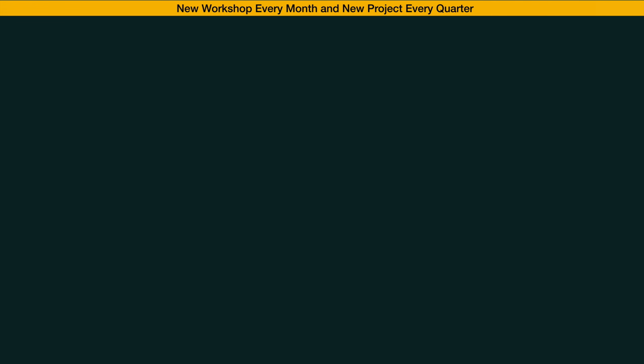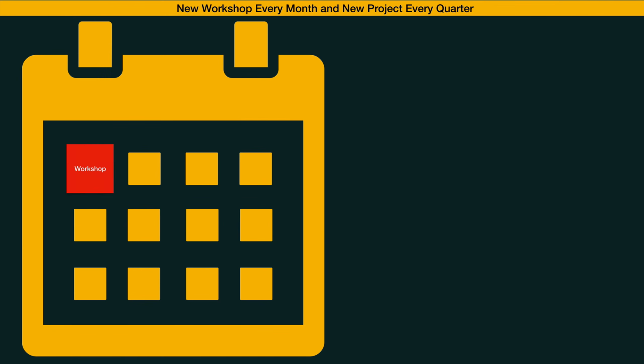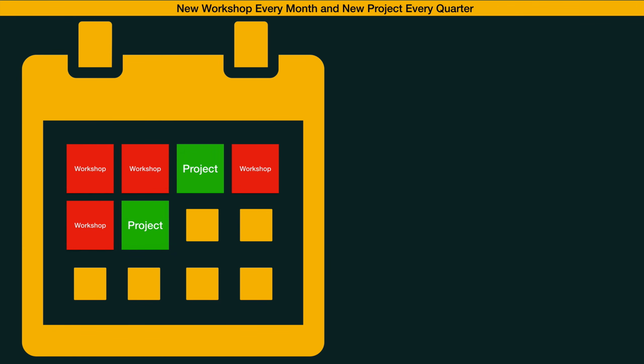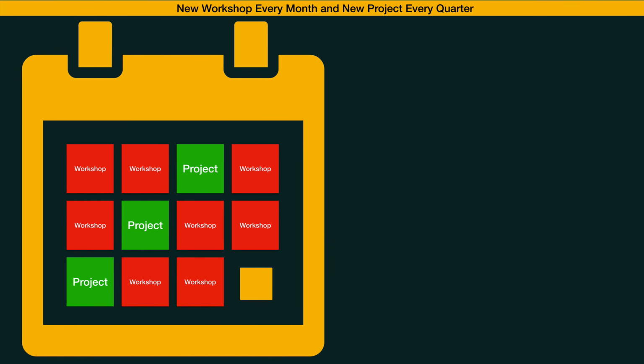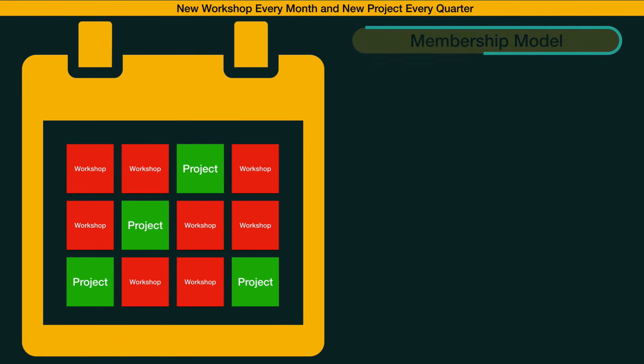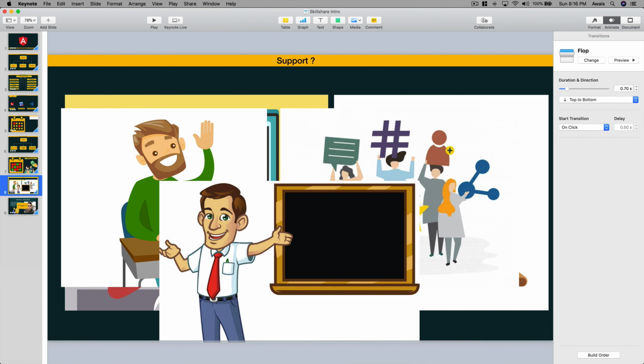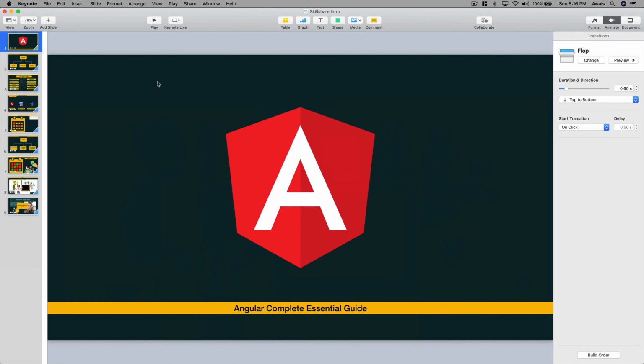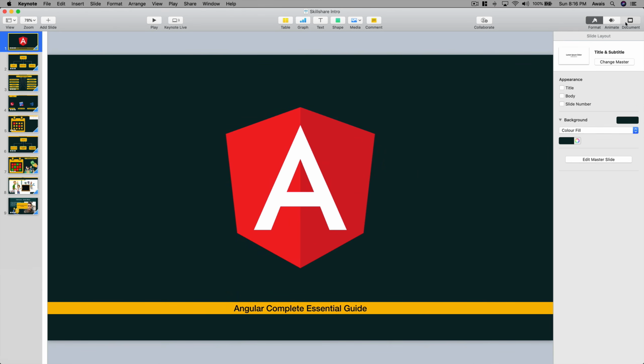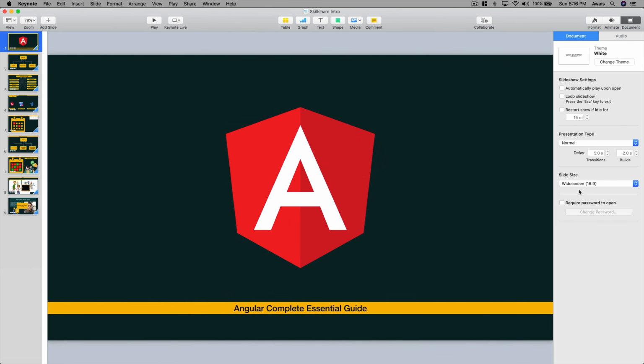So the first header, then we have a calendar coming in, and then we have like a workshop, project, workshop, and then it covers the 12 months here. And then we have something like membership model, and then this, and then that. So you can go and create these animated presentations using Keynote, and whatever we've learned so far covers everything. The last thing is a document where basically you can change the slide and presentation types and stuff. Explore and you will get there.